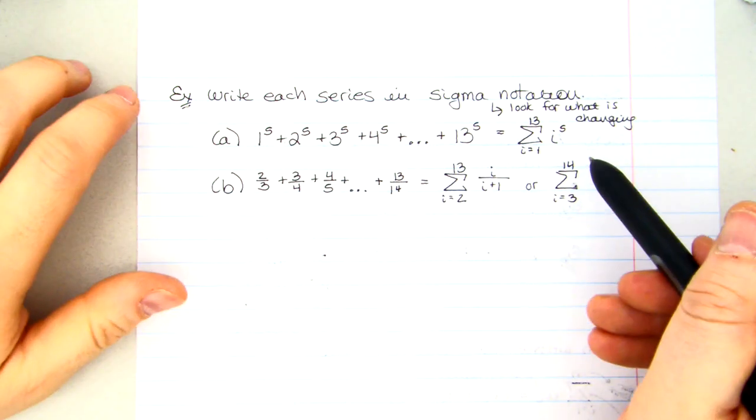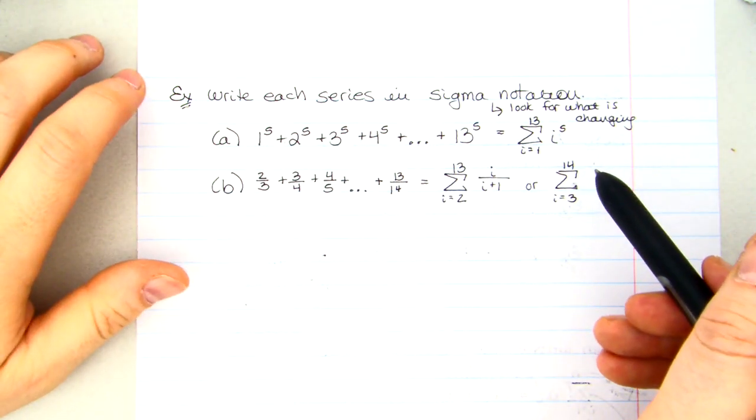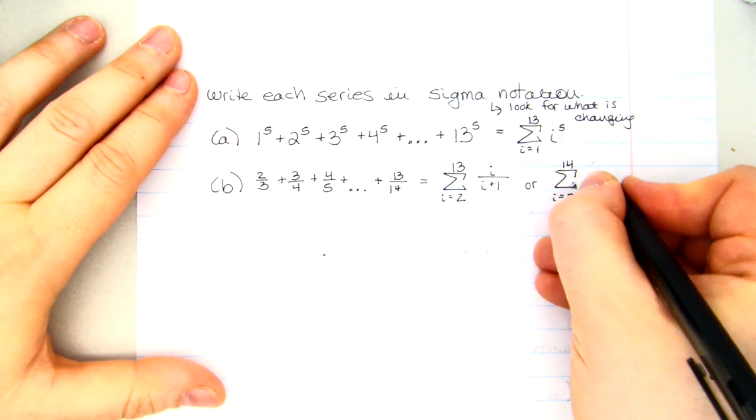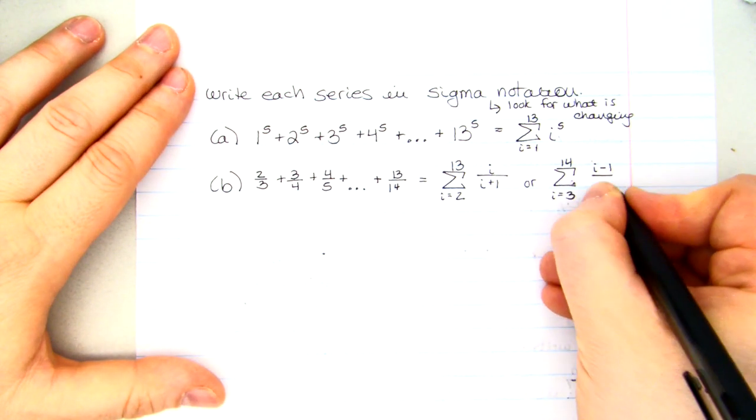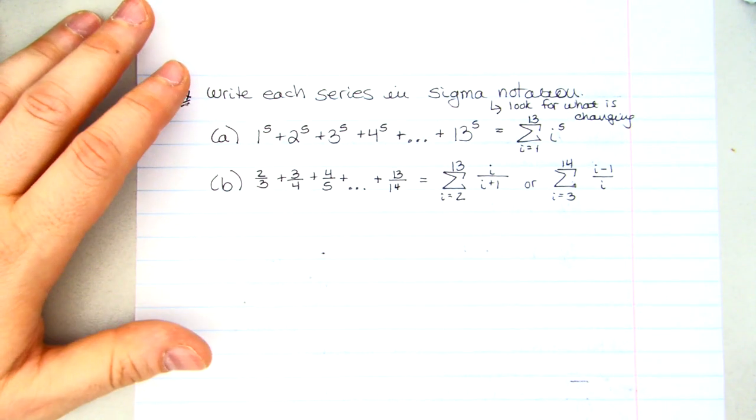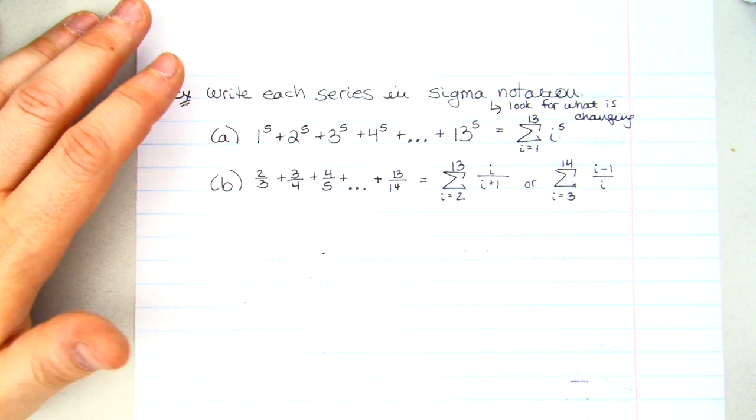If you're going 3 to 14, what's the top? I minus 1. And the bottom is I. Could you see any other way of doing this?